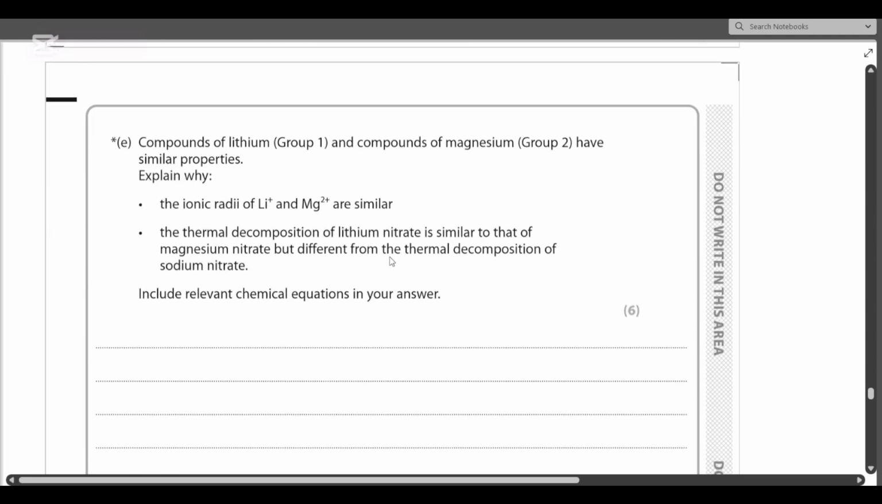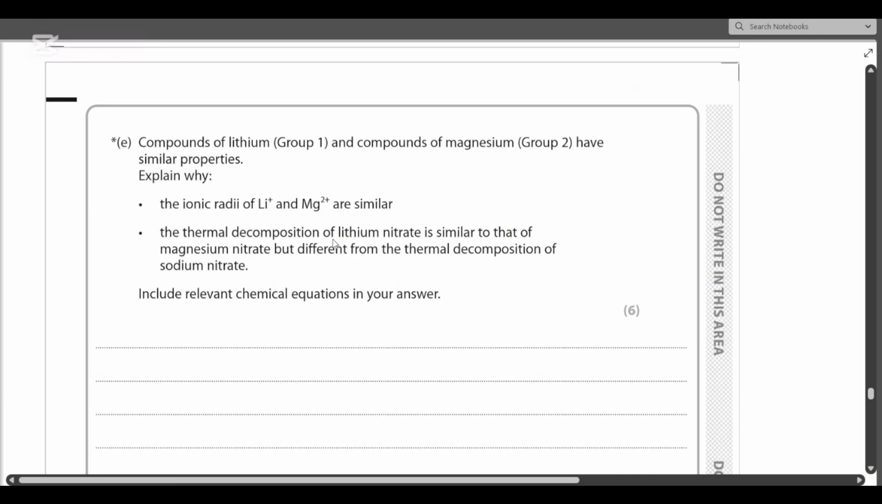So yeah. Moving on, we have compounds of lithium, group 1, and of course, you can say that compounds of group 2 have similar properties. Explain why the ionic radii of Li+ and Mg2+ are similar.